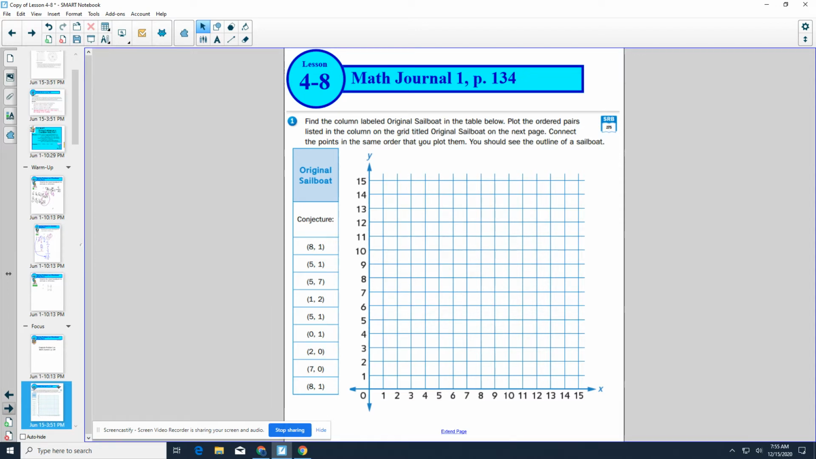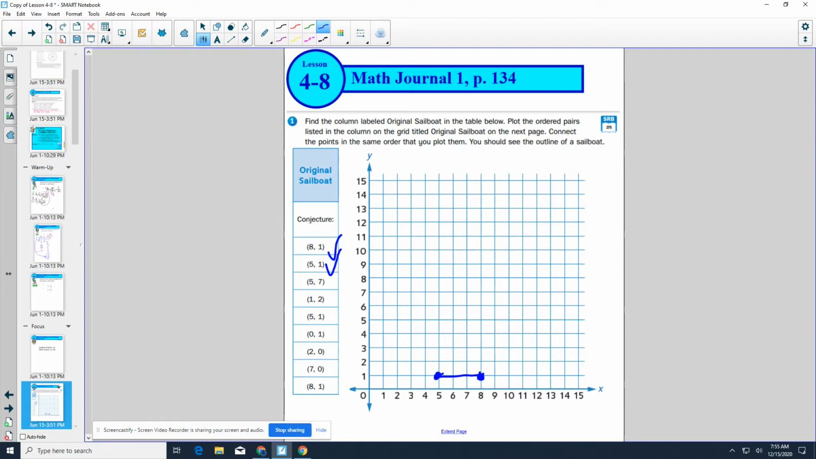So I look at my first one, and this is just your ordered pairs here. I see over 8, up 1. So if I go over 8 and I go up 1, I plot my first point. Then it says over 5, up 1. And you want to connect these with a straight edge. I'm not using a straight edge at the moment, but you want to use a ruler or a piece of paper or something to make it straight.